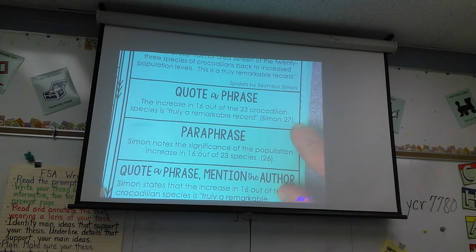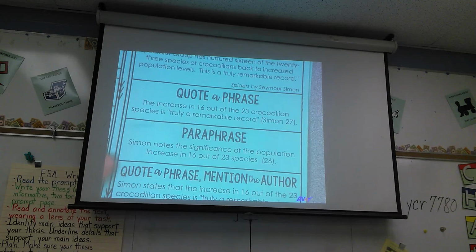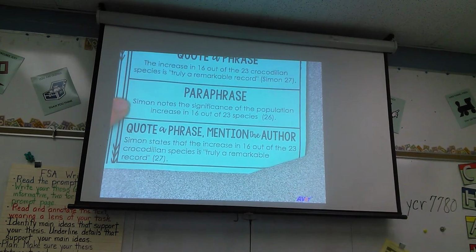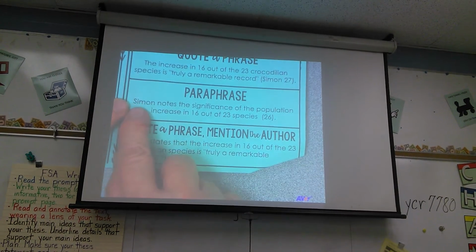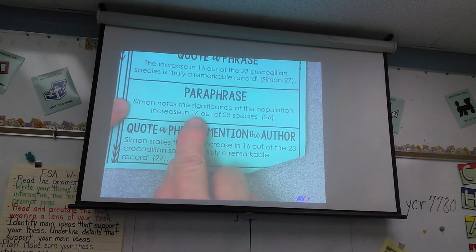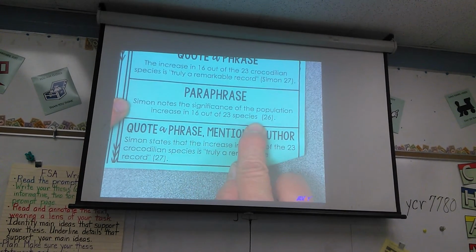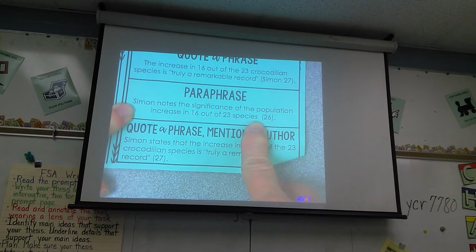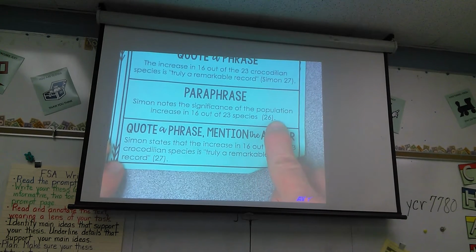You following me back there, Haley? Yeah. Okay, because I can only see the top of your head. All right, another way you can do this, notice the paraphrase, and notice the author's name is here. Simon notes the significance of the population increase in 16 out of 23 species. So when we go to cite the text, we don't have to put the author's name because the author's name was in the sentence. So in parentheses, we put 26. That's the page it came from because we know this is a book. Close the parentheses, period, afterwards.